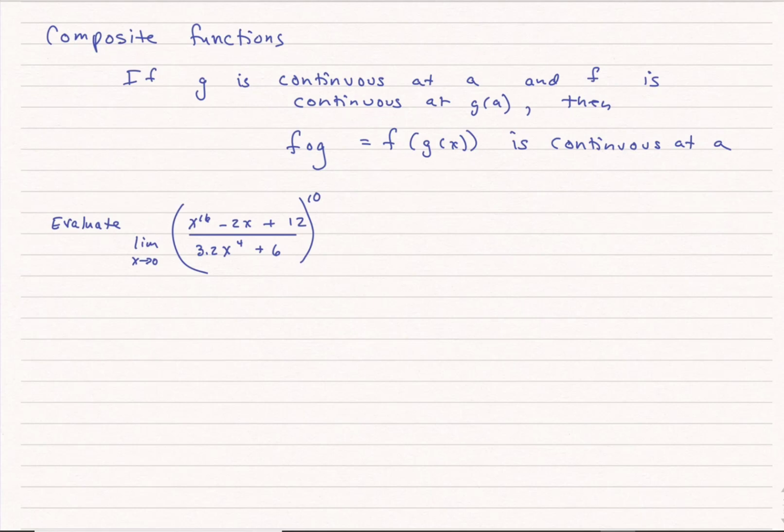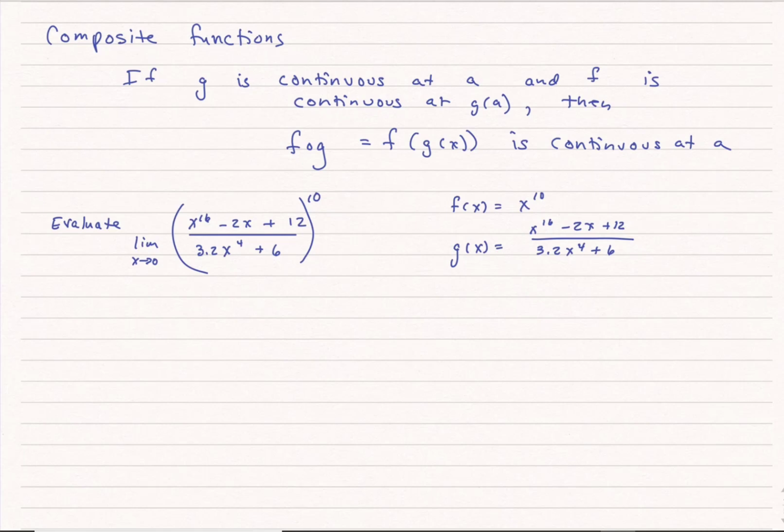If I had this, all I have to do is break this up into two separate functions. I'm going to think of f of x as being the outside function, that is x to the 10th power. G of x, however, will be the inside bit. So I don't have a rule that I could have used for this entire function. But if I know that I can use this composite rule, then I can look at these pieces independently.